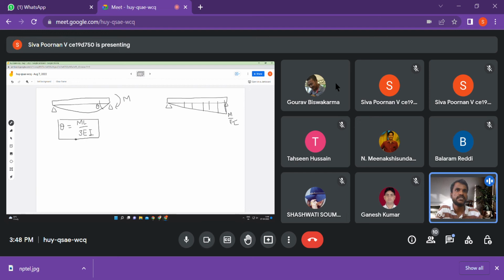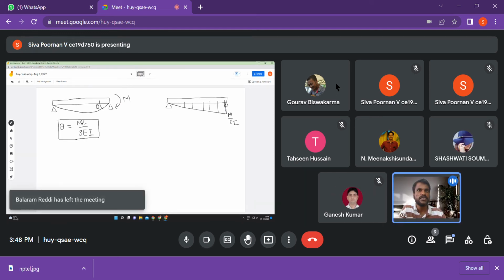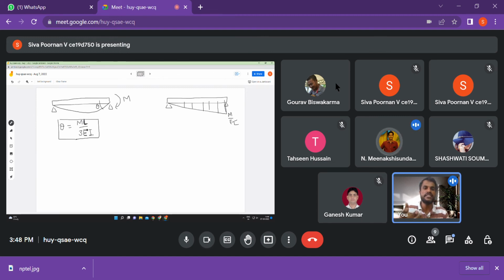So for any moment, the rotation at a point will be ML by 3EI. Does it make sense? L being in the numerator suggests that if I increase the length, theta will also increase. Why? Because when length increases, the beam becomes more flexible, so I can rotate it easily. For a given moment, theta will increase more. EI is a measure of rigidity, so if E and I increase, it becomes tougher to rotate and theta should reduce. So this totally makes sense.